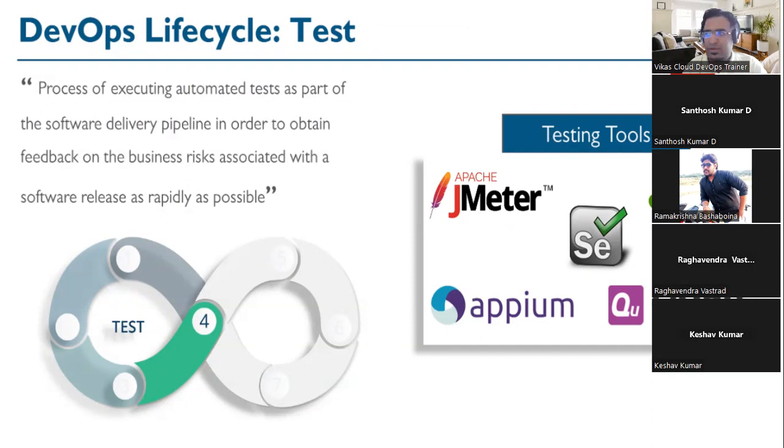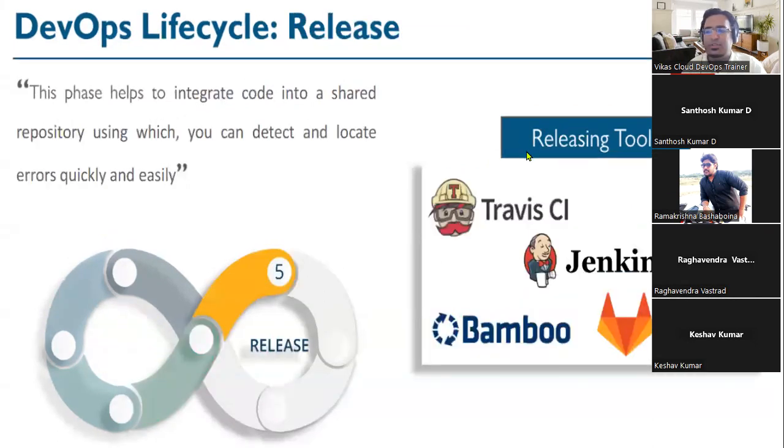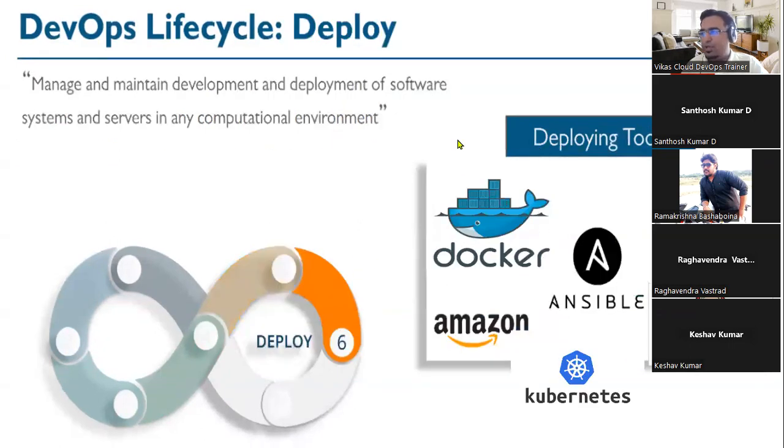Yes, sir. Okay, cool. For releasing, which tool is very popular in the market? Jenkins. But some other tools are also available in the market. Jenkins has a 90% market share. That's it. So we have to learn Jenkins. Cool. For deploy, can anyone?